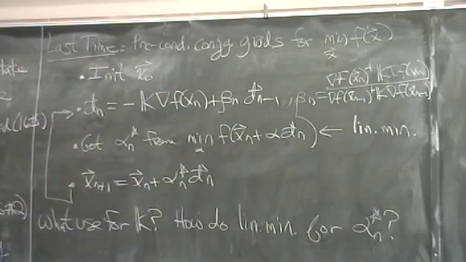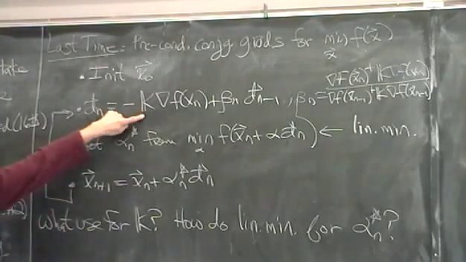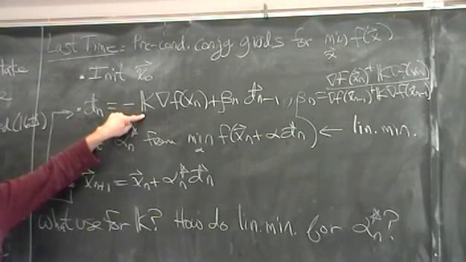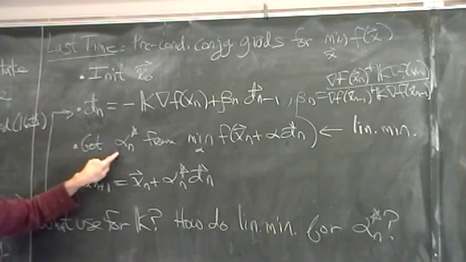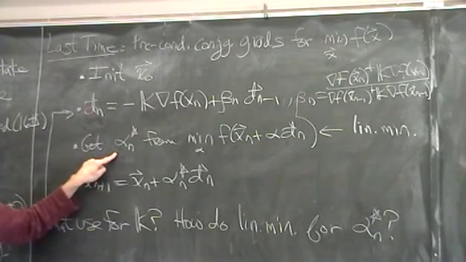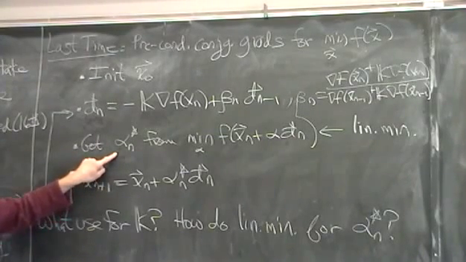Now this begs two questions. The first is, in particular for us, well, what are we going to use for this K, this preconditioner? And secondly, how do we actually carry out this third step here? How do we actually find the best point along a line?